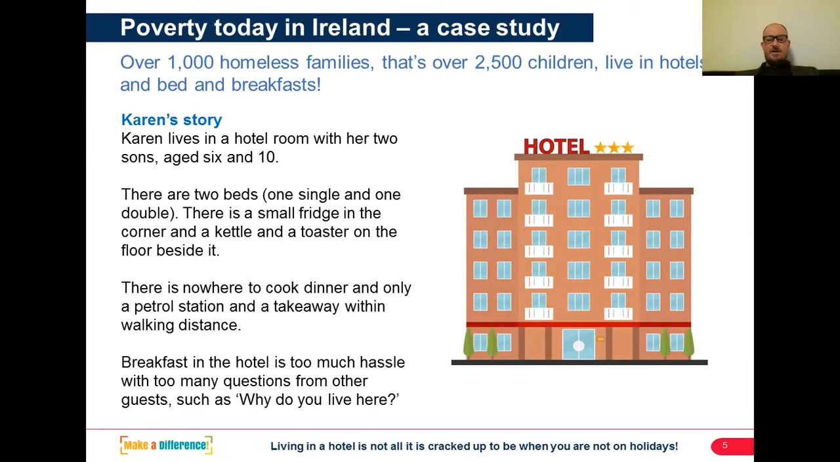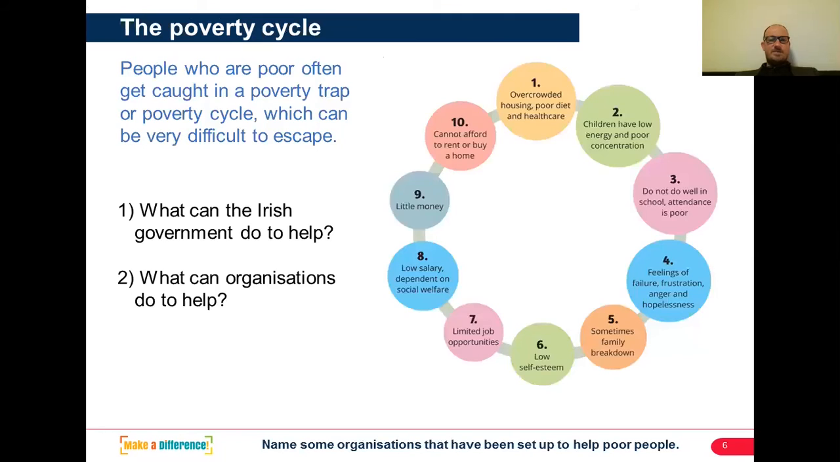No healthcare, no support, very little social welfare, which means money and grants from the government to help you when you don't have a job. All those things we take for granted in the Western world aren't necessarily the case in underdeveloped and developing countries. So the poverty cycle: people who are poor often get caught in a poverty trap or a poverty cycle, which is very difficult to get out of.